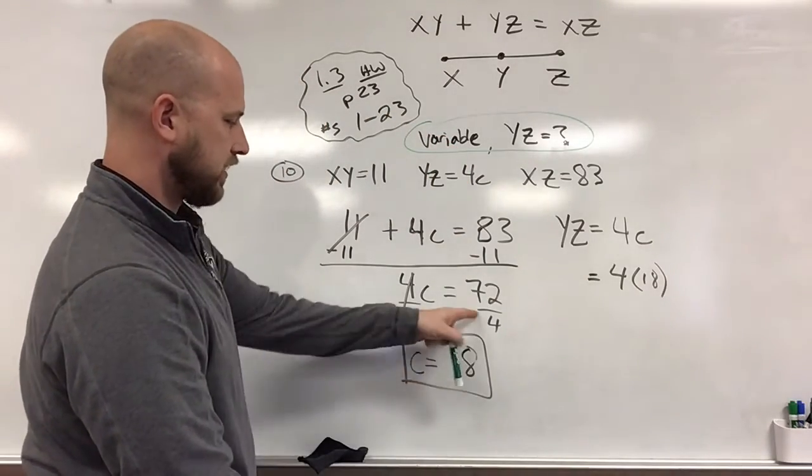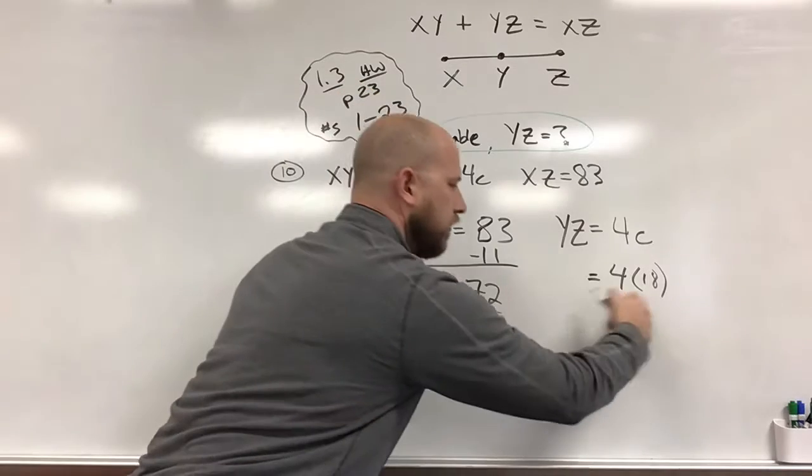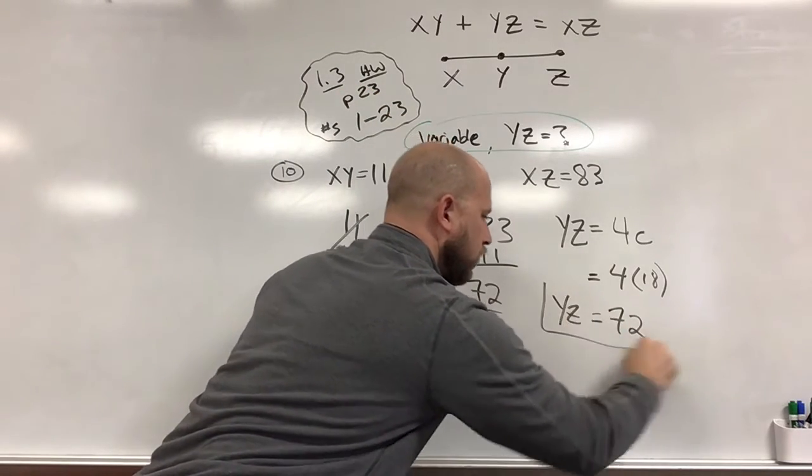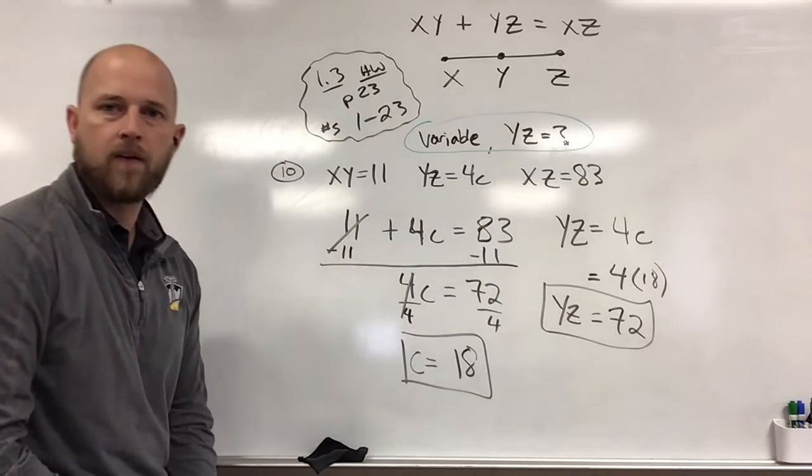Well, we just did that, right? It's kind of doing this backwards. The answer is 72. 4 times 18 gives us 72. Yz equals 72, and then we're done. And we move on to the next one.